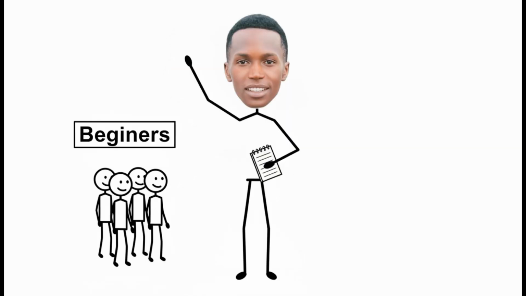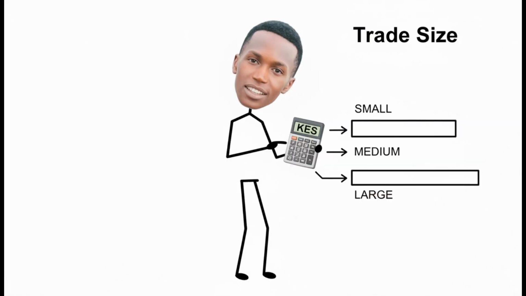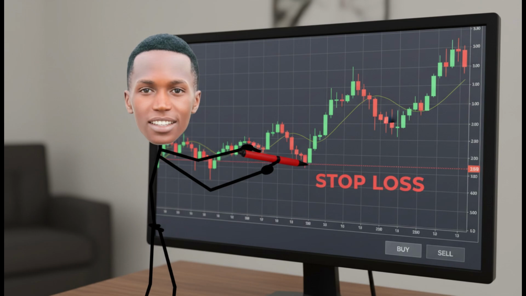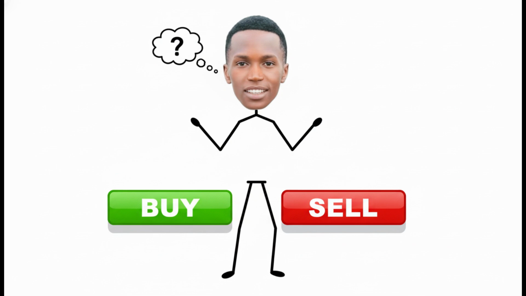For all the beginners watching, here's a quick risk management checklist for this environment. First, always size your trades in shillings. Know exactly how much you are risking per trade in your local currency. Second, set your stops first. Then think about your entry. Decide the maximum loss you are willing to accept before you even click buy or sell.